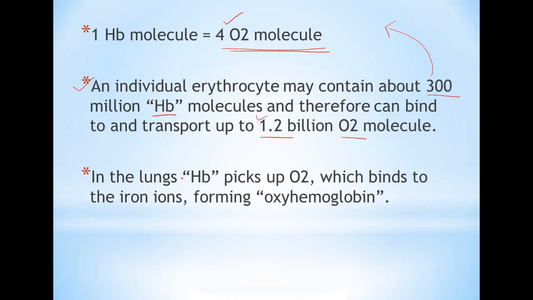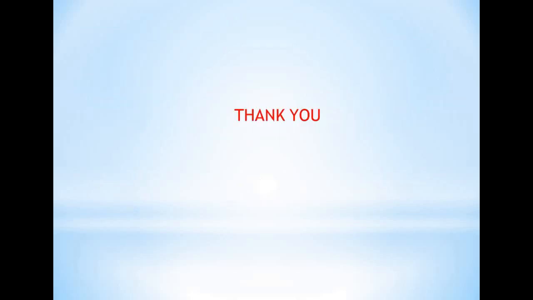Sometimes hemoglobin loses oxygen. That's why this is an approximate number. In the lungs, hemoglobin picks up oxygen, which binds to iron ions, forming oxyhemoglobin. Oxygen is carried by hemoglobin in the form of oxyhemoglobin.